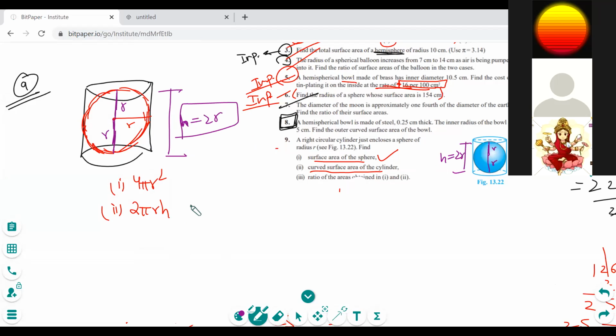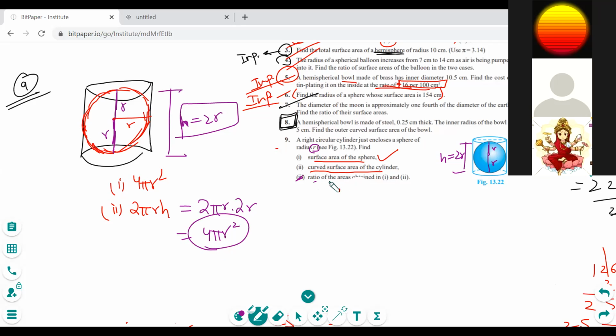That's the height, which is the diameter. Diameter okay, but we are given r, right? We are given r, so we will convert everything into r. So it's 2 pi r, then 2r. That will be 4 pi r square again, isn't it? Yes or no? Yes, sir.